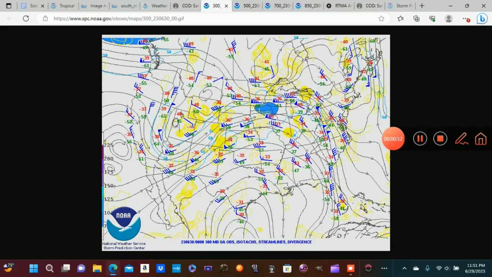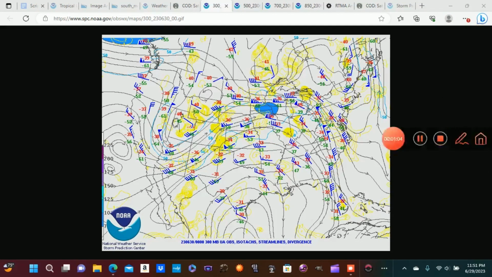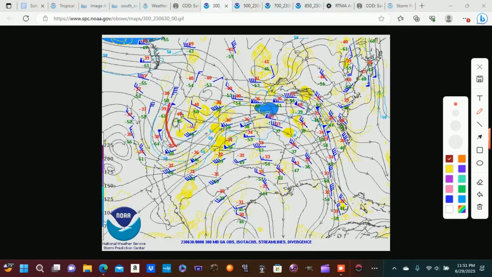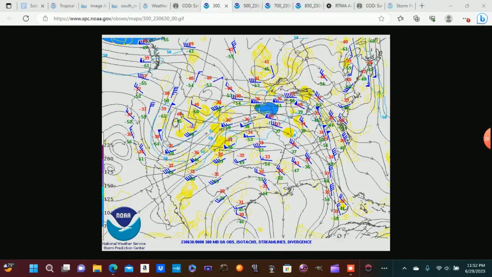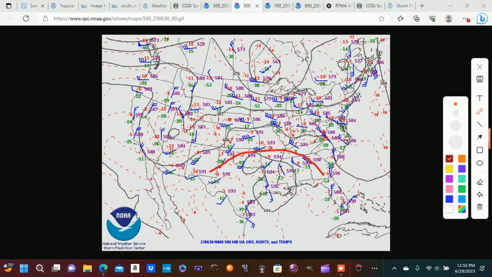And we're starting at 300 millibars, and so the jet stream is located over the central United States, and that is providing the support necessary for additional thunderstorms to develop over the central high plains. We have a deep upper level trough that's digging into the desert southwest for today. And then looking at 500 millibars, we have broad long wave ridging over the eastern half of the United States. And that is really bringing on the heat for the southern and central part of the country.